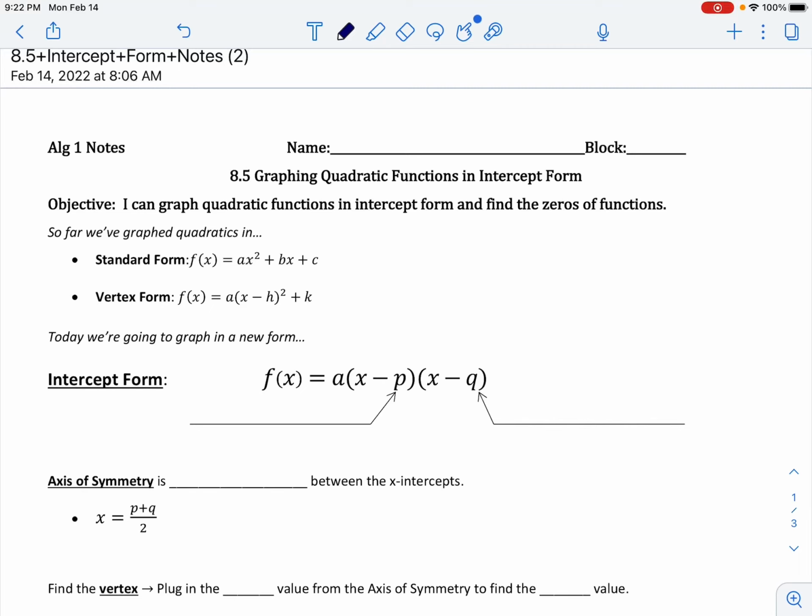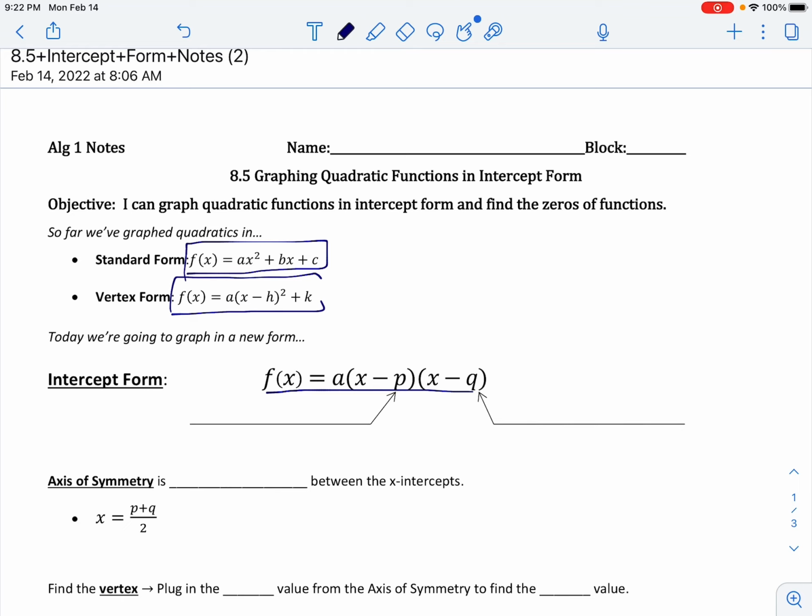All right, today we're going to be talking about intercept form. So we've already looked at standard form, which is in the form ax squared plus bx plus c. And we've looked at vertex form, which is f of x equals a times the quantity x minus h squared plus k. And today we're going to be looking at a new form called intercept form, which is f of x equals a times the quantity x minus p times the quantity x minus q.